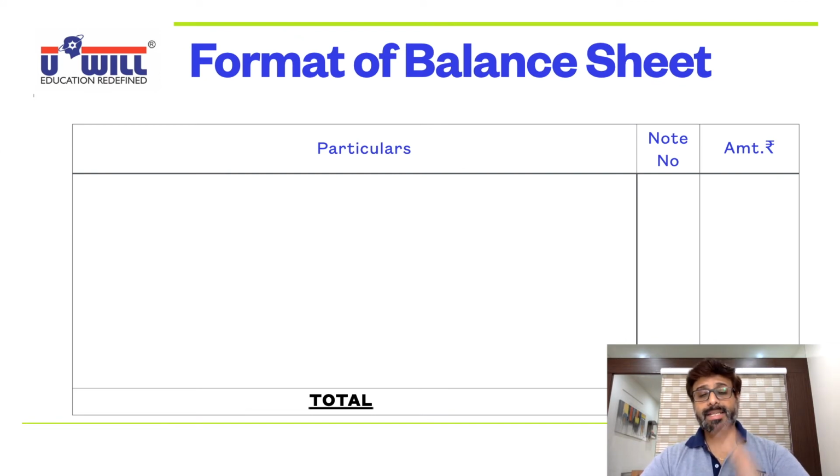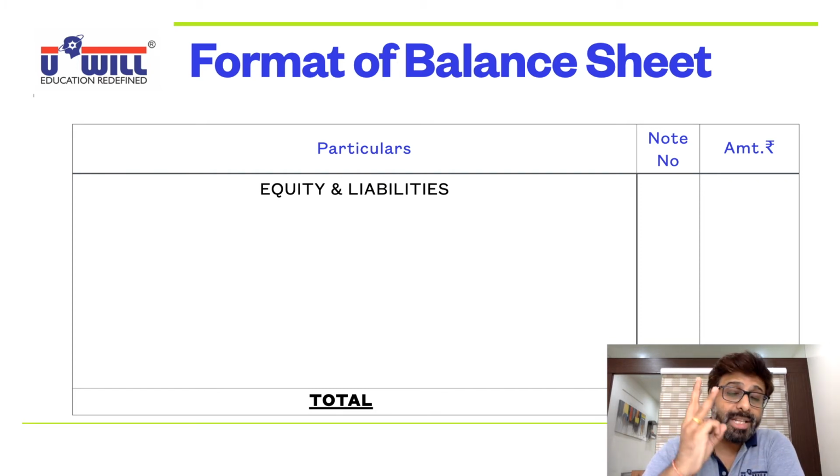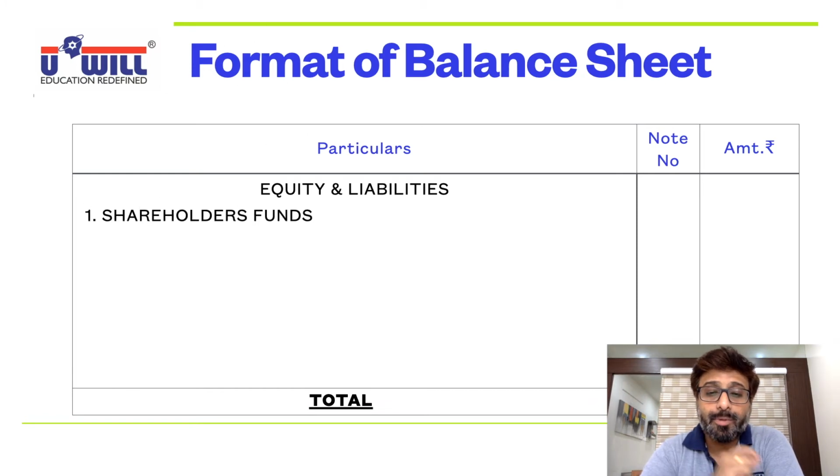Now, as we discussed on the last slide, what are the two main headings in the balance sheet? Instead of liabilities, what do we call it? Equity and liabilities. Give this heading in your notebooks, everyone. Now, which three things did we study in equity and liabilities? What do you mean by equity? Owner's money. Equity means owner's money, capital. Here we call it shareholders funds.